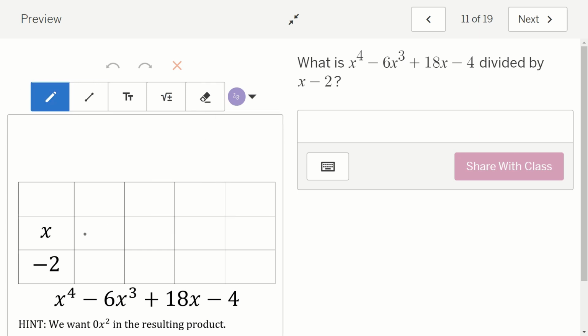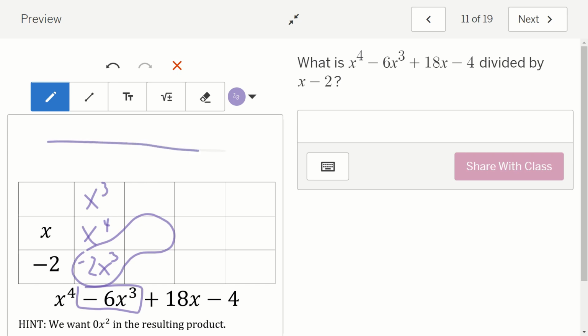Okay, so remember that the highest exponent is always going to camp out in the upper left. And then we start filling it in. So x times what gives me x to the 4th? That would be x to the 3rd. Once I have that, then I can get this bottom one here. So negative 2 times x to the 3rd is negative 2x to the 3rd.